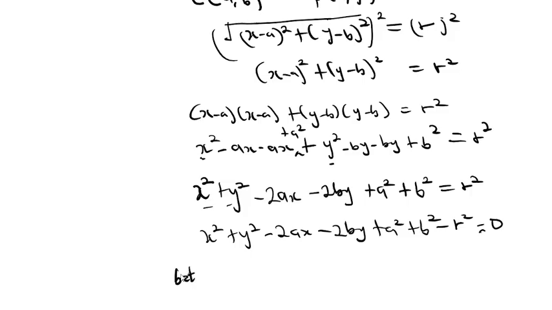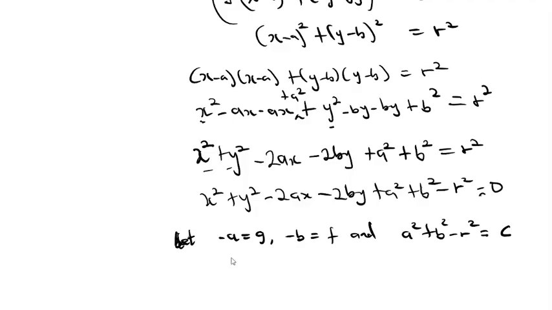So we are letting negative a be equal to g, then negative b be equal to f, and a squared plus b squared minus r squared be equal to, let's say, c. You can use k to represent that one too. Now, at this point, what do we have here? We are going to do the substitution here.